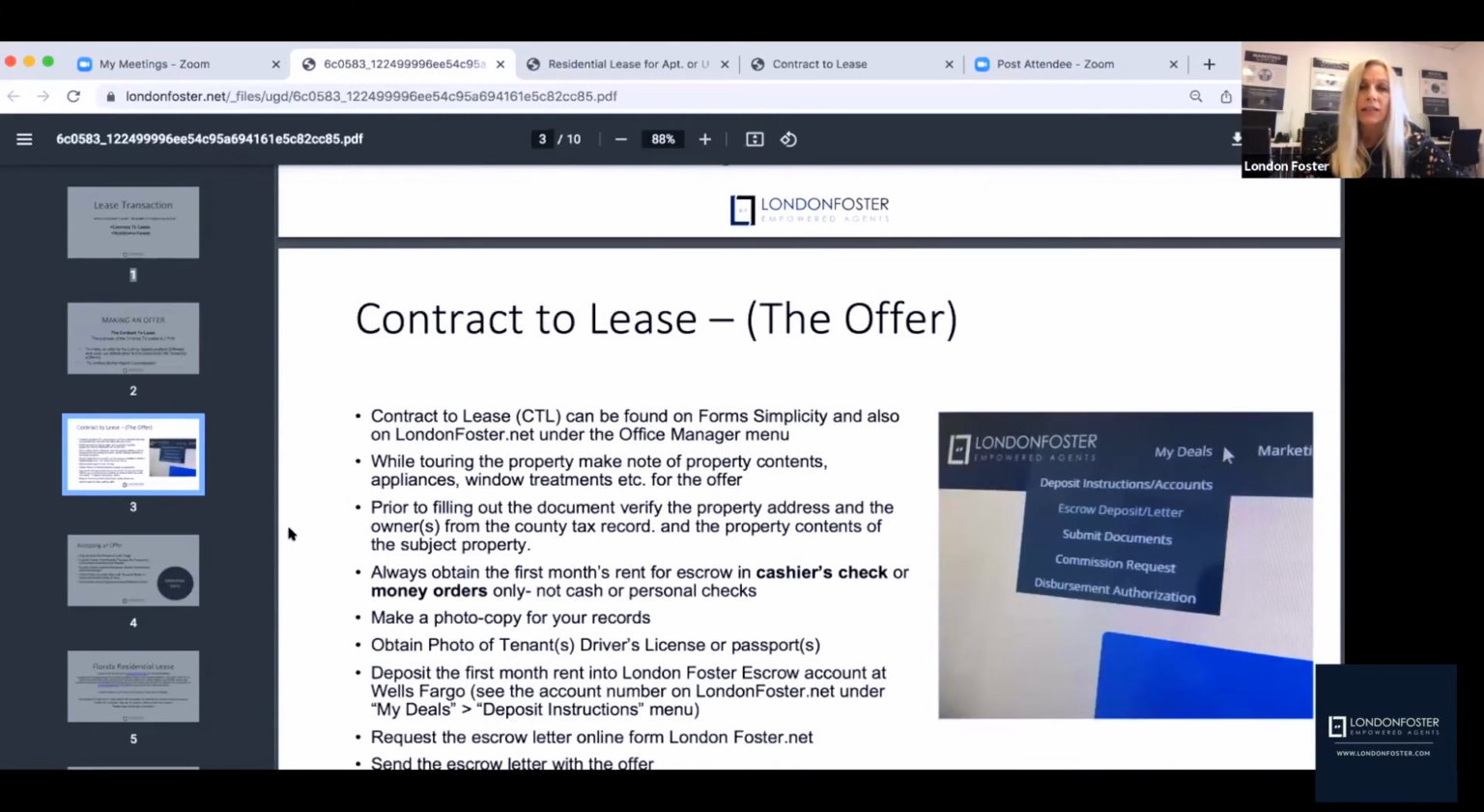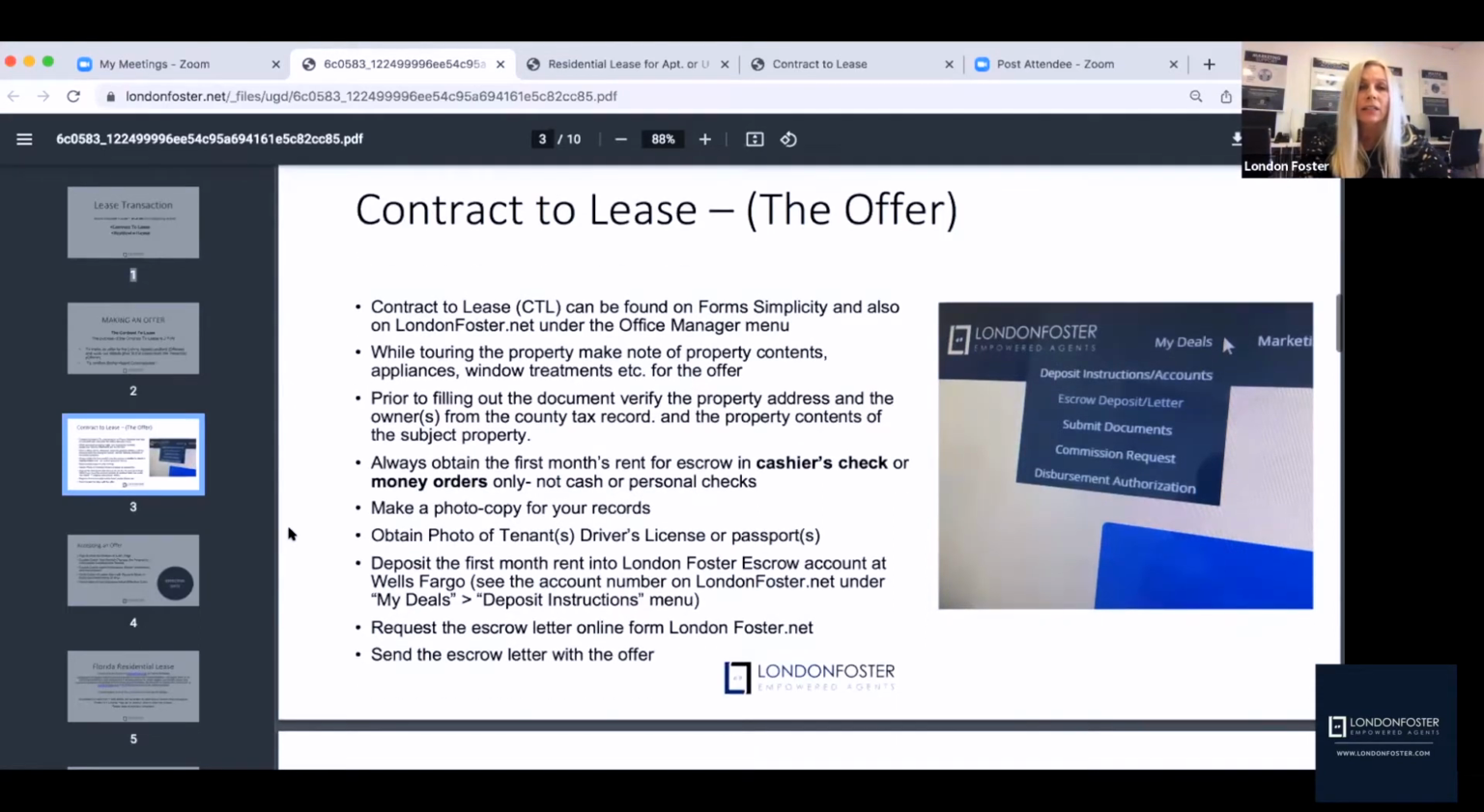I always suggest that before you do the contract to lease, you go to the tax roll, use the address that's on the listing that you're going to make the offer on, and make sure that the owners are correct. If it's an LLC, you want to make sure you have the LLC name. If it's two owners, both of those owners will have to sign off on all your contracts. You want to make sure that information is correct.